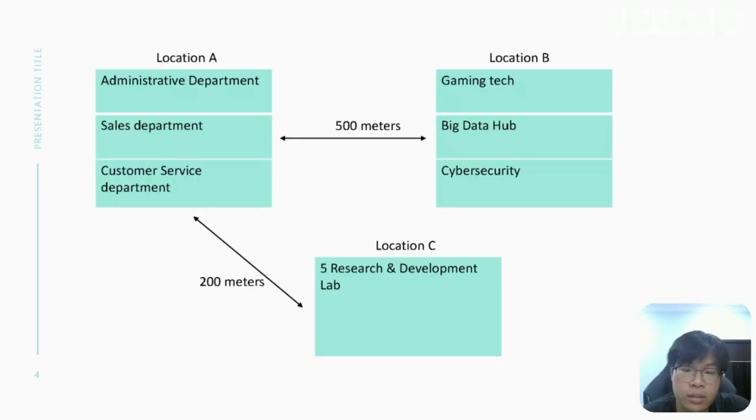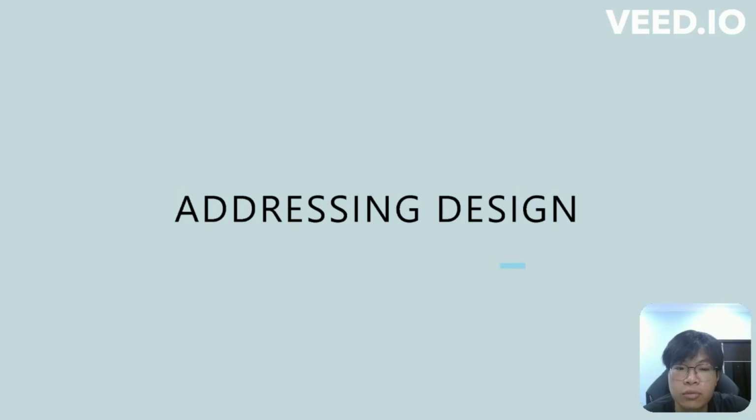10.0.0.0/8. So as this diagram shows, location A houses the administrative department on the second floor, the sales department on the first floor, and the customer service department on the ground floor. The digital IT division, which consists of gaming tech, big data hub, and cybersecurity unit, is on different floors of location B, which is next to location A with a distance of 500 meters. Besides that, there are 5 research and development labs in location C, which is 200 meters away from location A. So next, we'll go to addressing design.